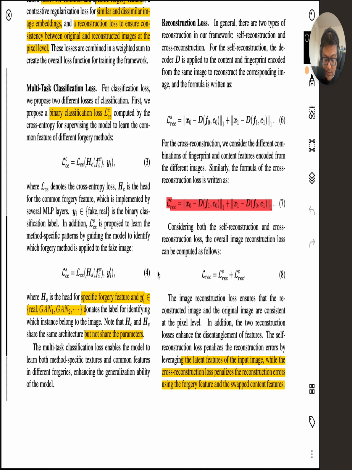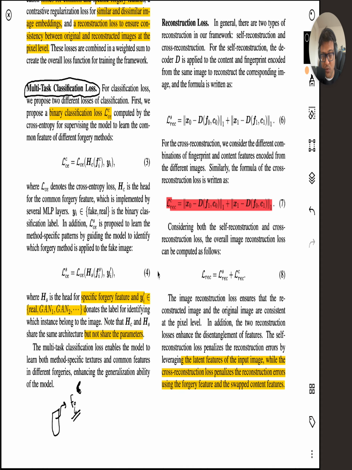The way they are training their network is with what they call a multitask classification loss, and the idea is pretty simple. Let's say the network is predicting a common feature, which is some features common to all the forgeries which could happen, and there is also a feature which is specific to a particular forgery.